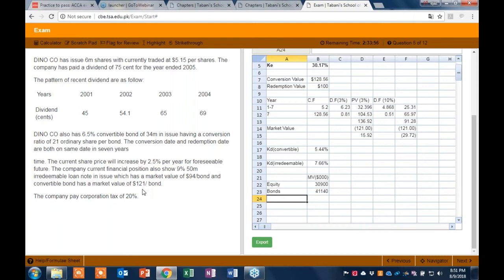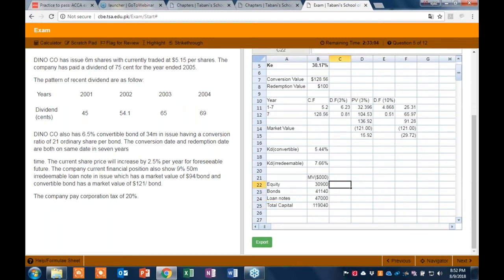So after bonds, we have loan notes. The company has 50 million loan notes, and again, each loan note will have a par value of 100. So 50,000 divided by 100 multiplied by the market value, which is 94. So if we sum all these three, we'll get the total value of capital.